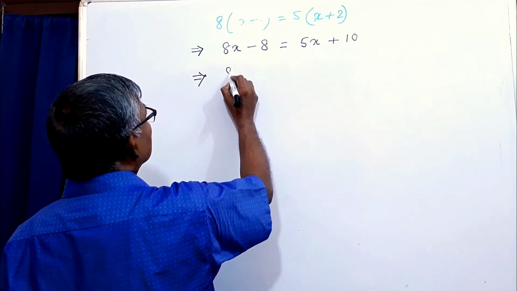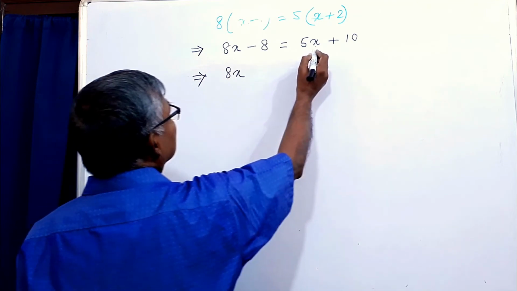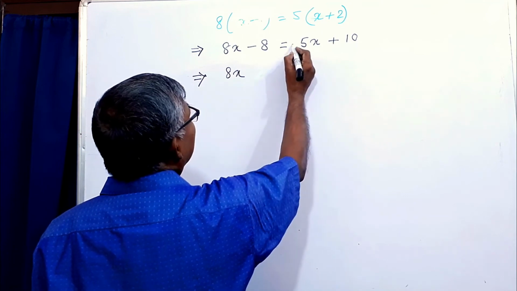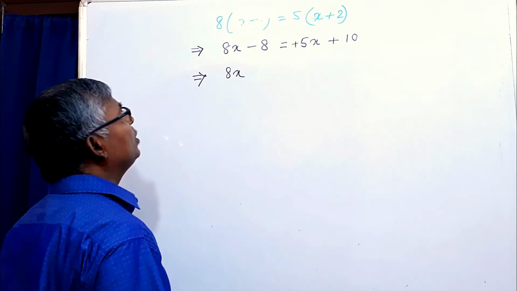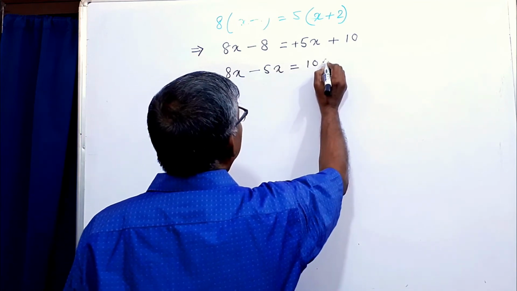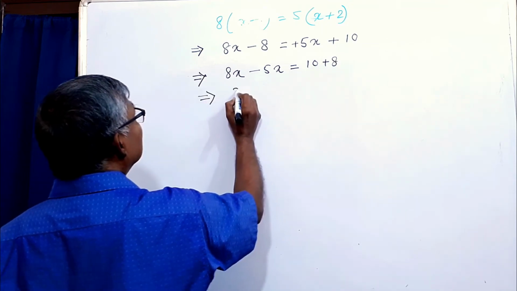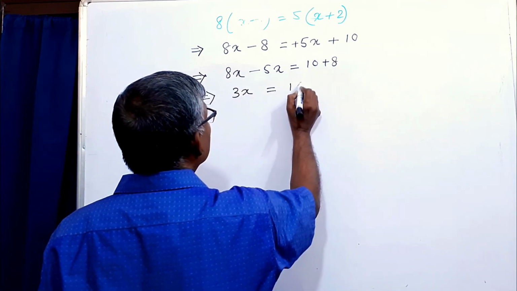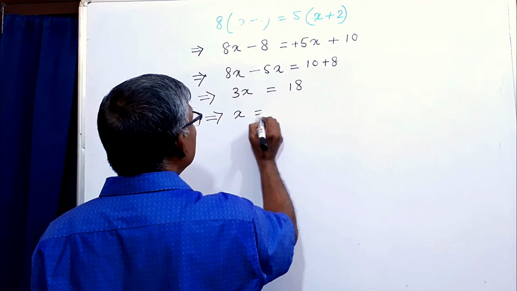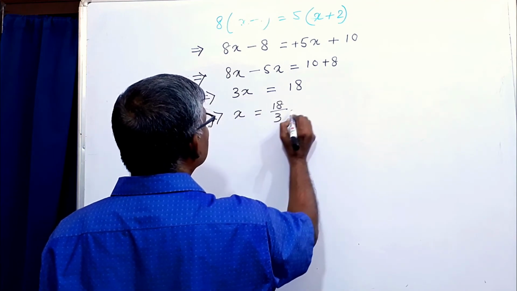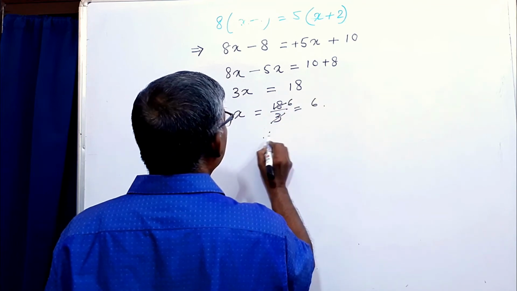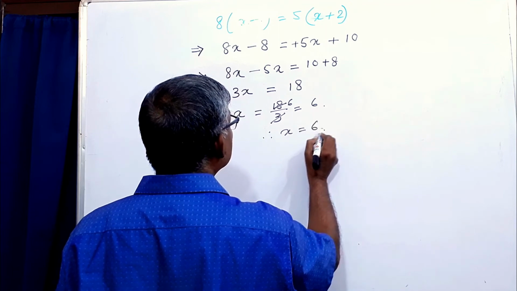So, 5x will be taken to the left hand side. So, here is plus, and after transposition it will be minus 5x, and here is 10 plus 8. So, this implies that 3x equals 18. This implies that x equals 18 by 3 equals 6. Therefore, x equals 6.